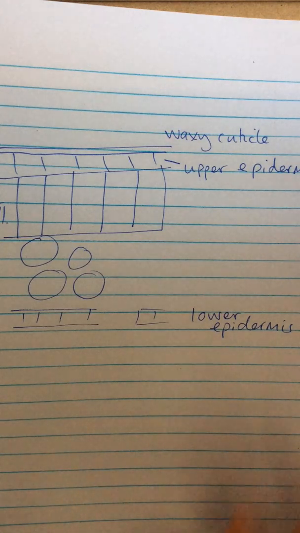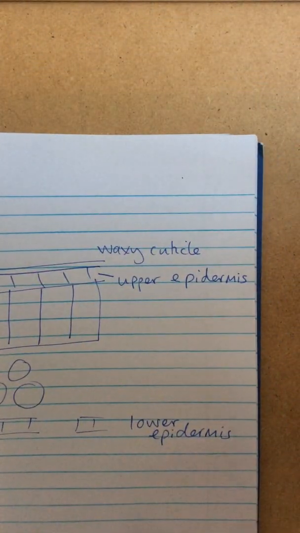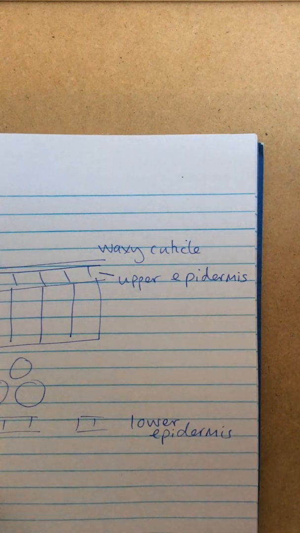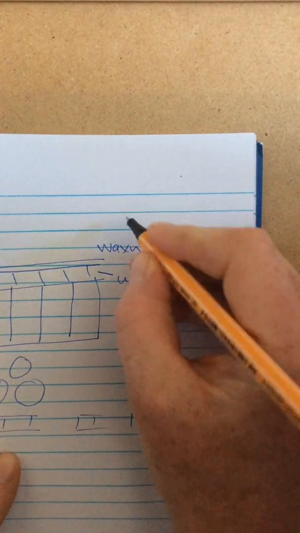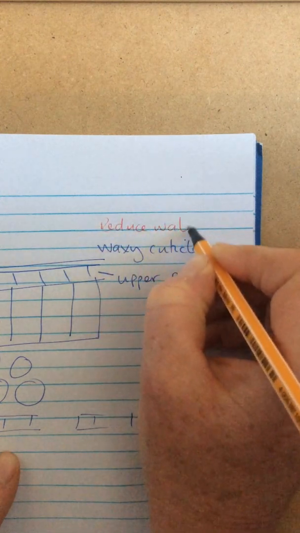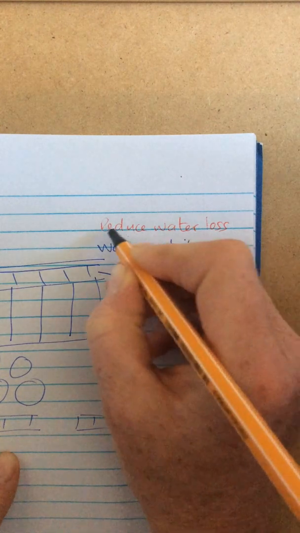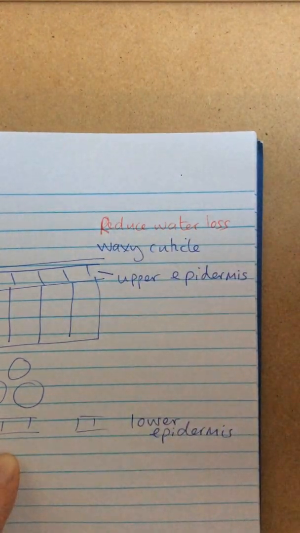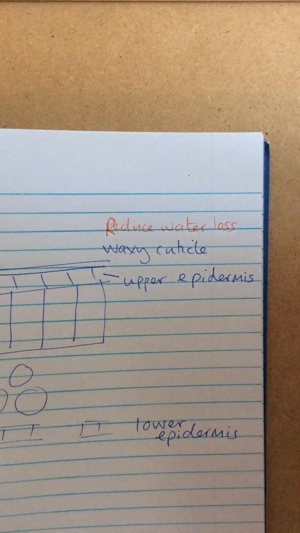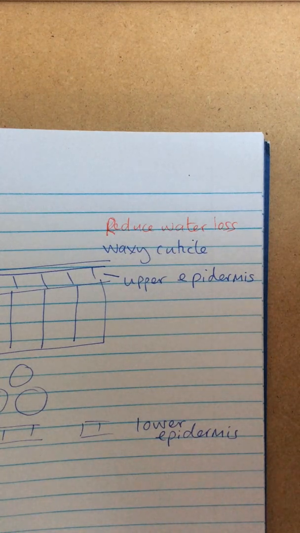So the first one, the waxy cuticle. Plants that live in deserts have got more wax on them, and they've got thicker waxy cuticles. So that gives you a bit of a hint about what they do. The job of the waxy cuticle is to reduce water loss. Okay, so if you think about it, with the sun shining down on a leaf, the top of it is going to let water evaporate out really, really quickly. The waxy cuticle's there because it's a waterproof layer, and it stops water from evaporating from the top of the leaf.